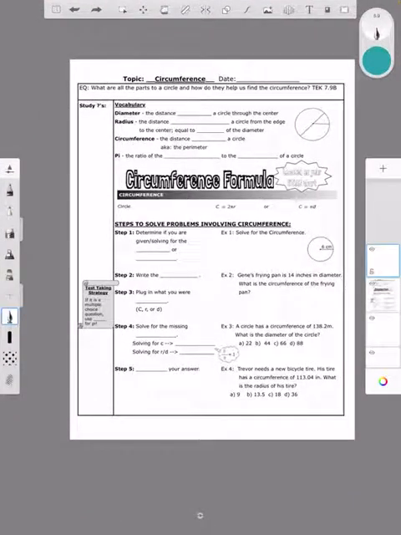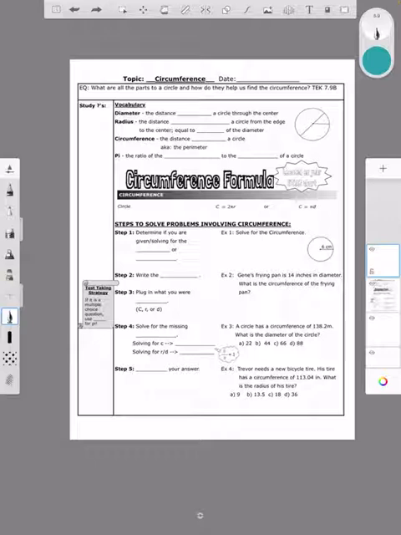How's it going, everybody? Today we're going to talk about circumference. An essential question you need to ask is, what are all the parts to a circle and how do they help us find the circumference? That's something I want you to think about as we go through these notes.